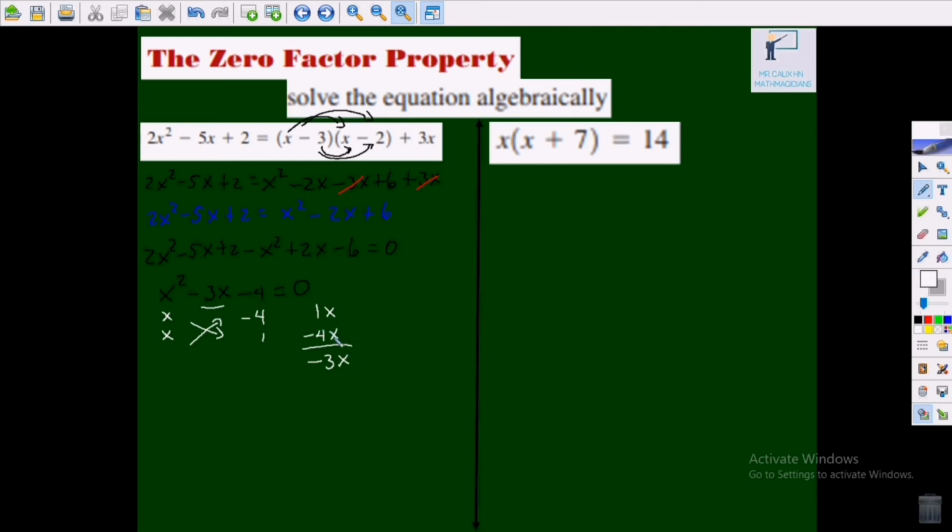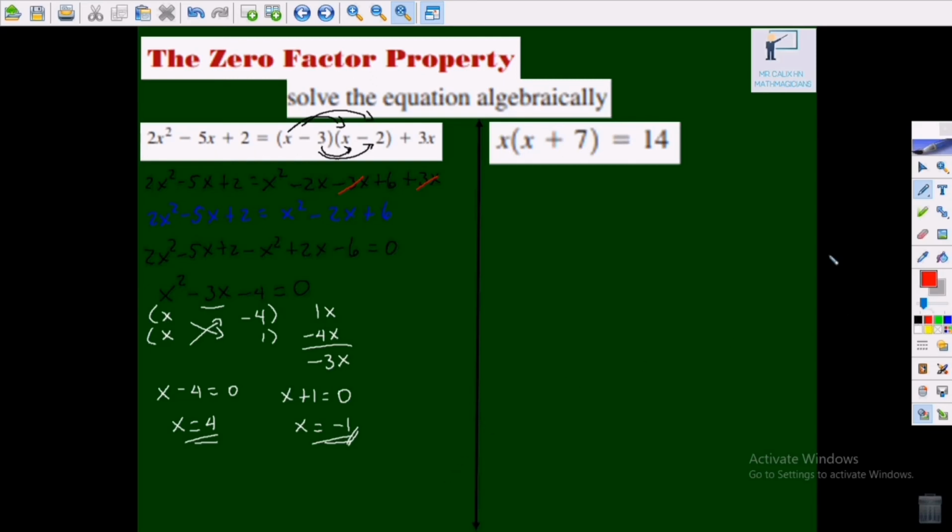That means that is correct. We are going to copy x minus 4, equal it to 0, and we're going to copy x plus 1, equaling it to 0 also. We solve for x in both cases, x equals 4. We solve for x in this case, x equals negative 1. And there you have your two answers for this equation.